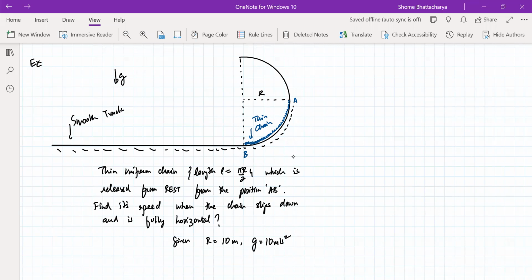So it's a smooth track, frictionless. So obviously we can use conservation of energy, conservation of mechanical energy. Loss in gravitational potential energy will be gain in kinetic energy. But in calculation of gravitational potential energy, that is where the concept of center of mass can be used.